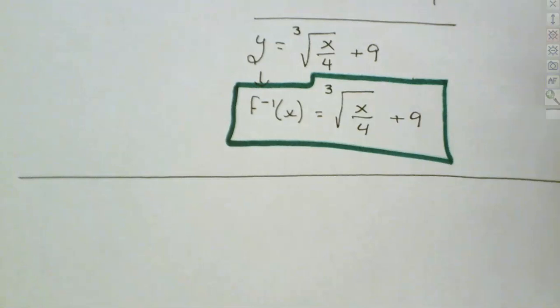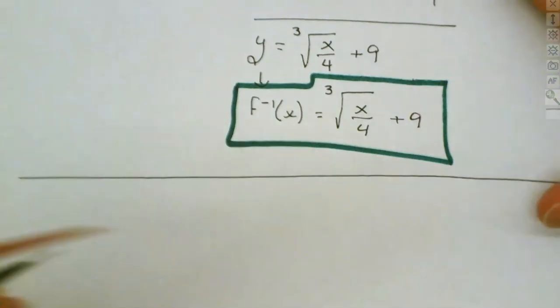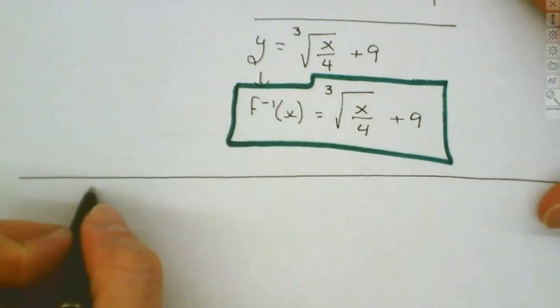Let's do another one. How about we look at a square root? Now on the square root, I might restrict the domain, because you cannot have, remember, negatives in your square root. So we're going to try to find the inverse.